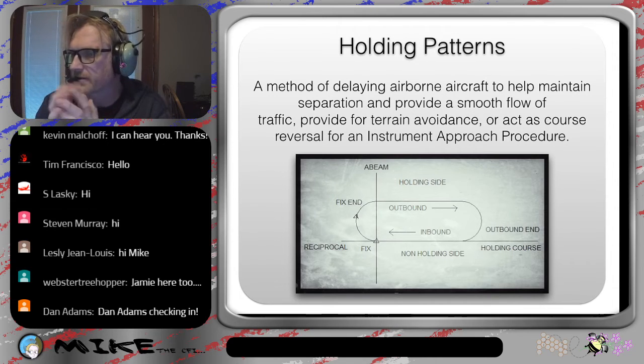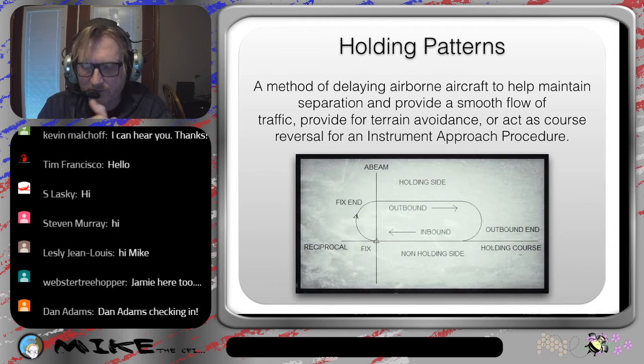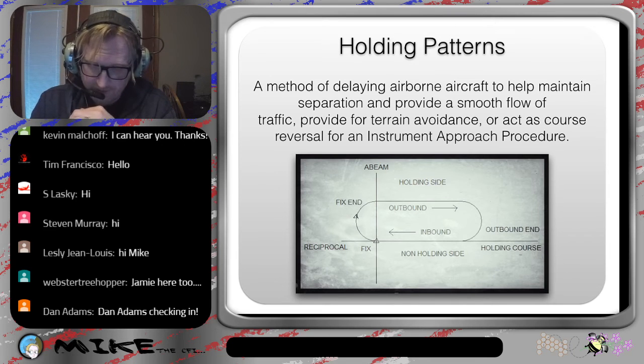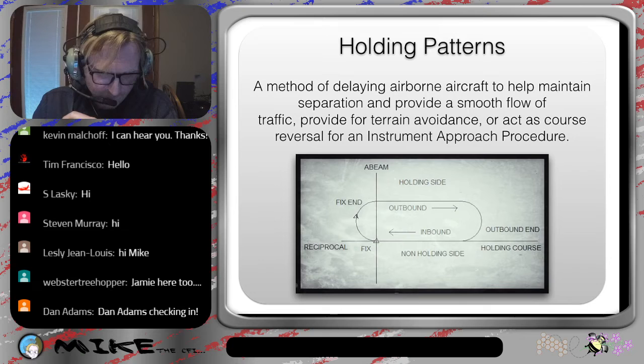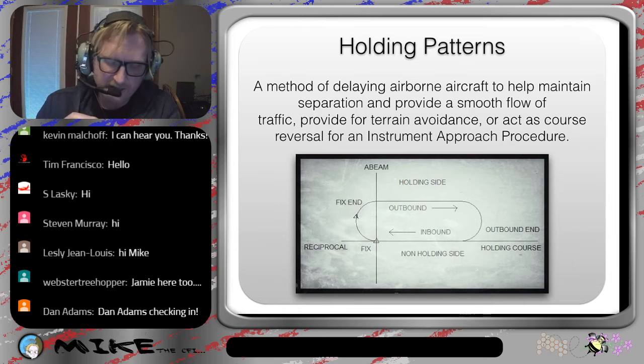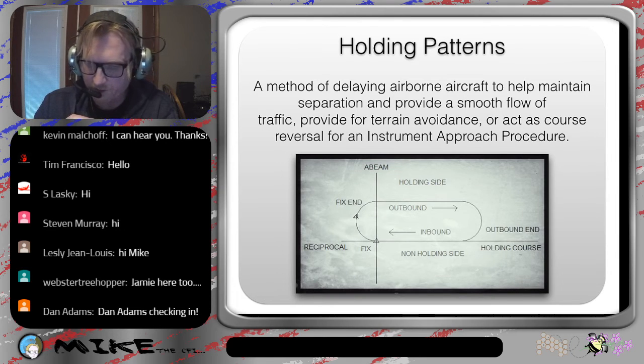So when we talk about holding patterns, they have several purposes. One of the basic purposes is a method of delaying aircraft. For example, if you're trying to come into our airport, at a non-towered airport they only allow one IFR operation into or out of the airport at a time. And so if somebody ahead of you had been cleared for a departure or cleared for an approach, then they cannot clear you for an approach until that person is talking to air traffic control and they know that they're out of your way.